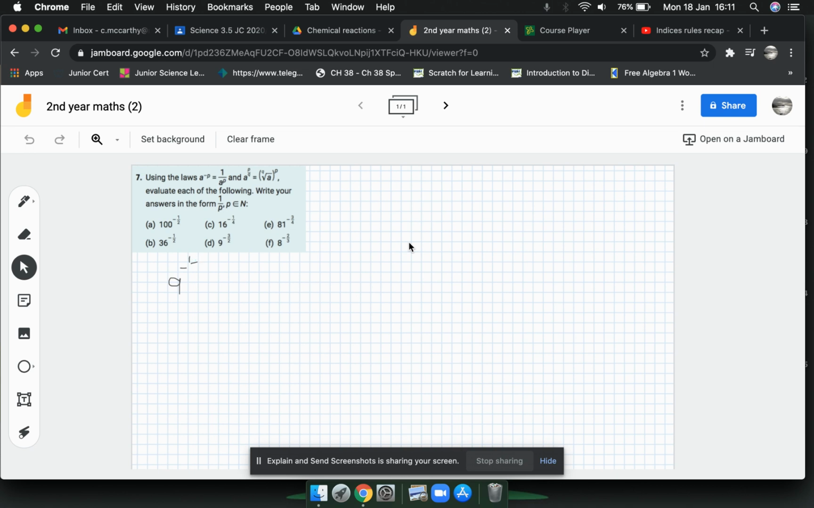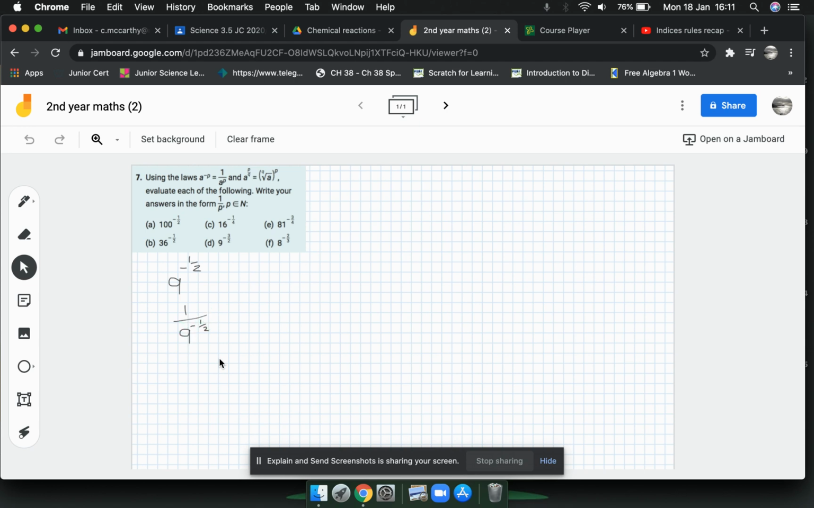Well, based on our indice rules, you could re-represent that. The way you would re-represent it is, using the indice rule, you would bring your negative indice below the line, and that becomes a fraction. It would be 1 over 9 to the power of minus a half.